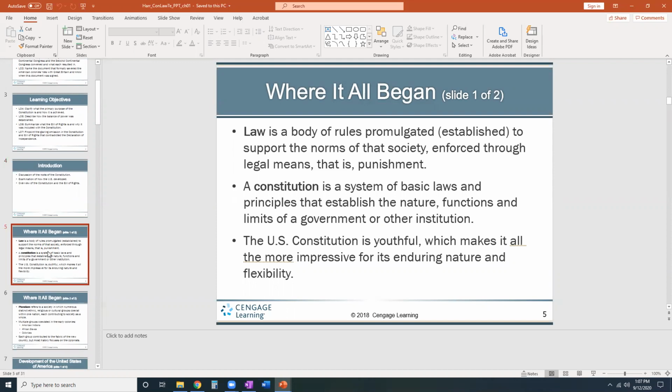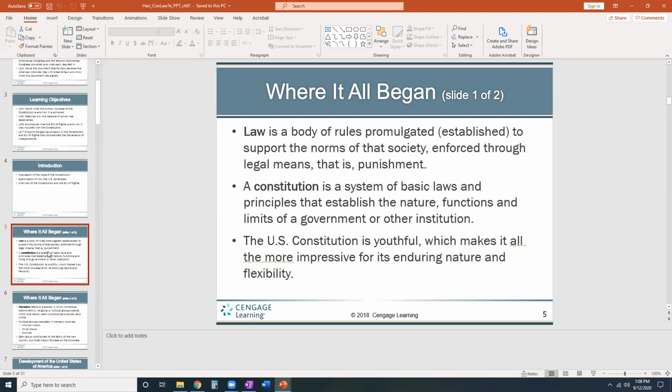Now, if you've taken one of my law classes before at Madder Lakes, I've given you a different definition for what a law is. I'm going to stick with the Miami-Dade definition for Miami-Dade and my personal definition for my Madder Lakes classes. The textbook for this Miami-Dade course defines a law as a body of rules established to support the norms of that society, enforced through legal means, that is punishment. So again, it's very simple. You have a series of rules that support what behavior is allowed within society, and the way that we make sure those rules are enforced is with consequences, with punishments.